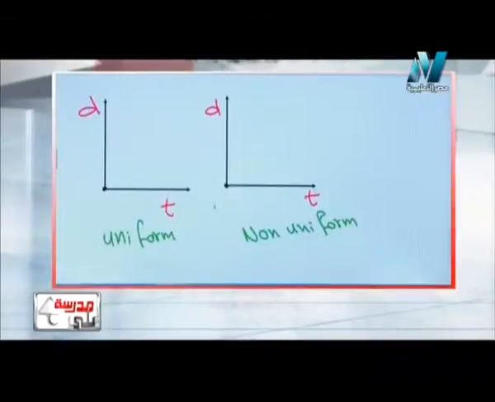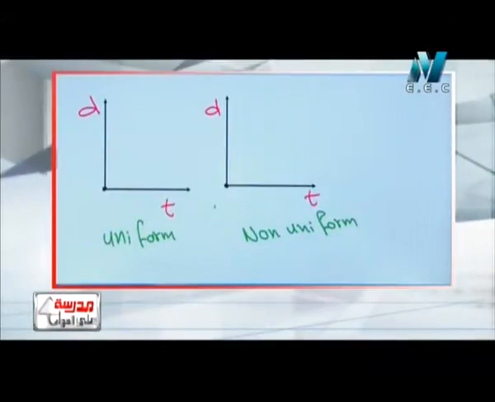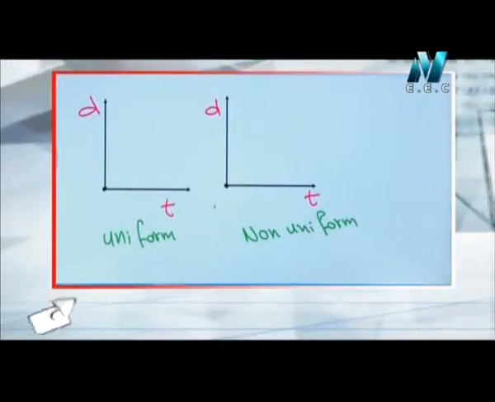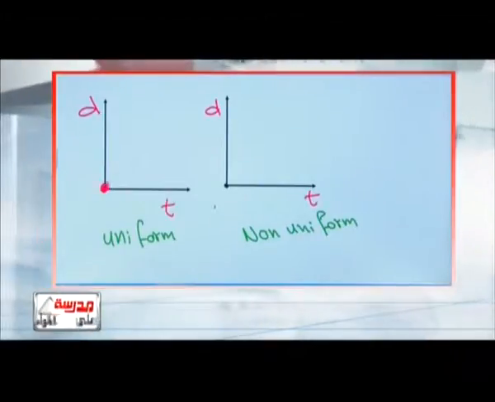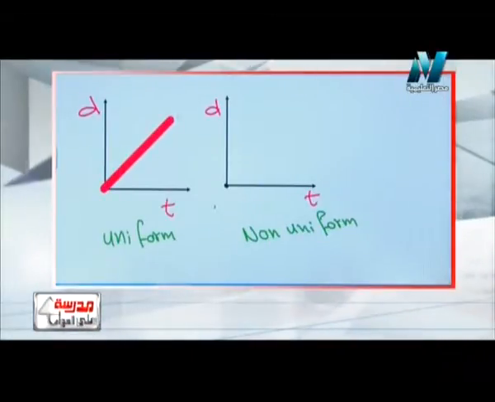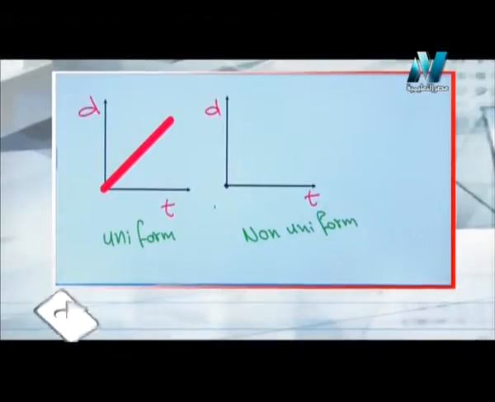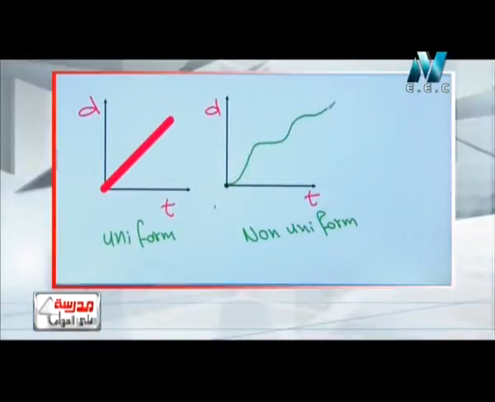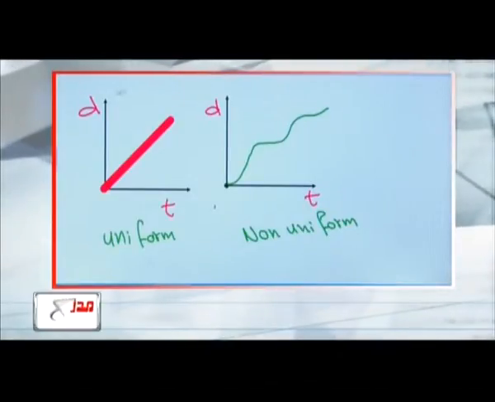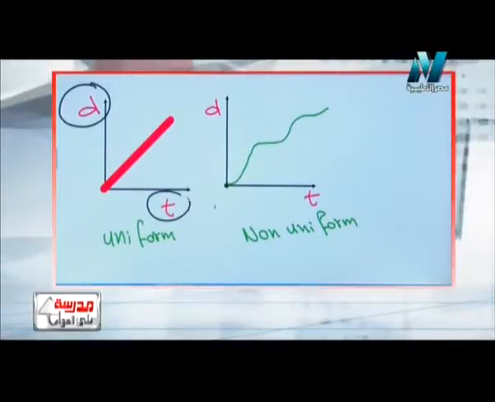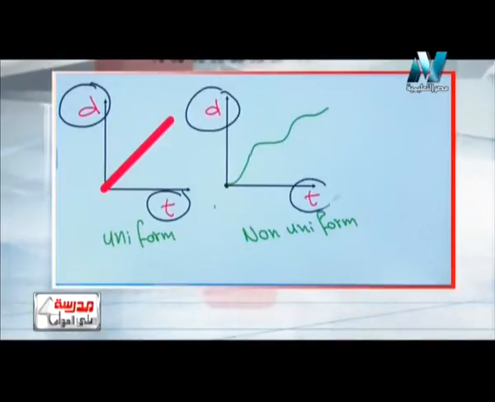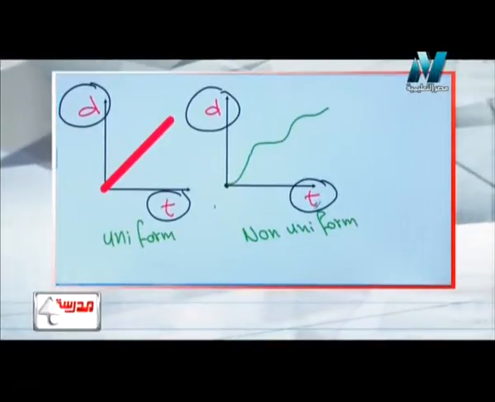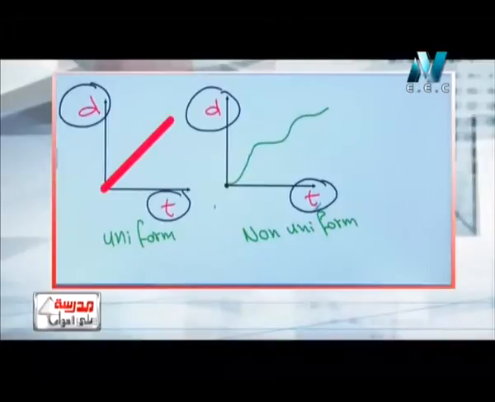Here, yes. We have distance-time to talk about the uniform speed, as we have here a straight line passing through the time axis. And if we talk about non-uniform speed, as you see here, we have a zigzag line or curved line passing through the time axis. But we should remember here we have distance and time, because we talk about speed as uniform or non-uniform speed.